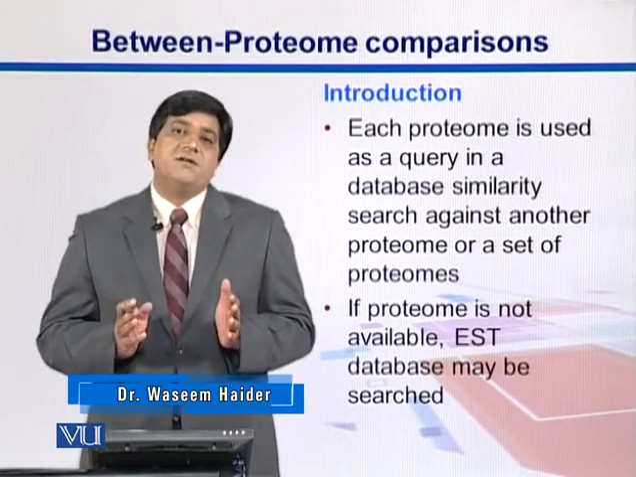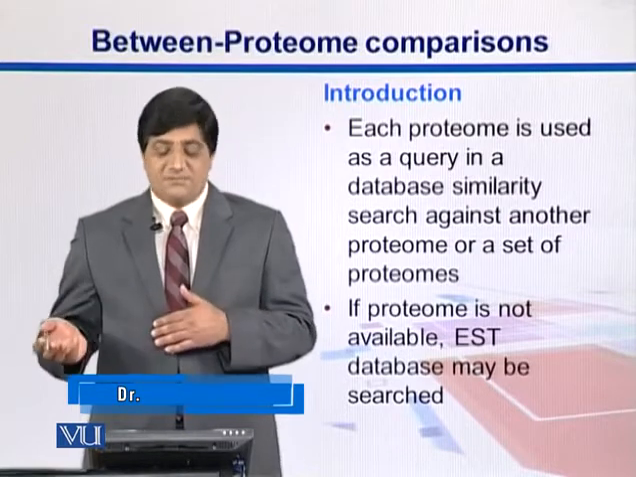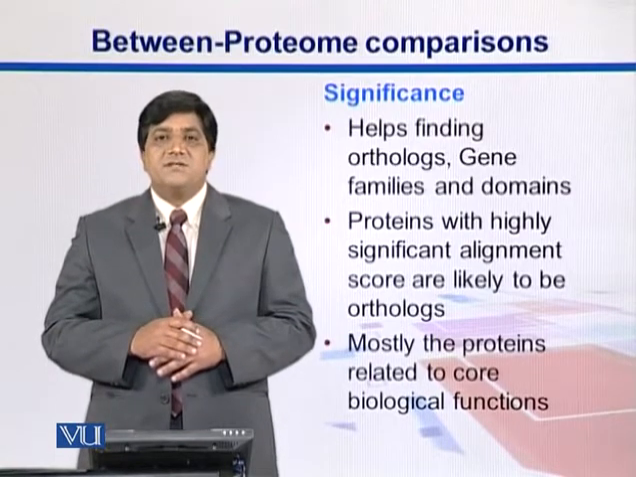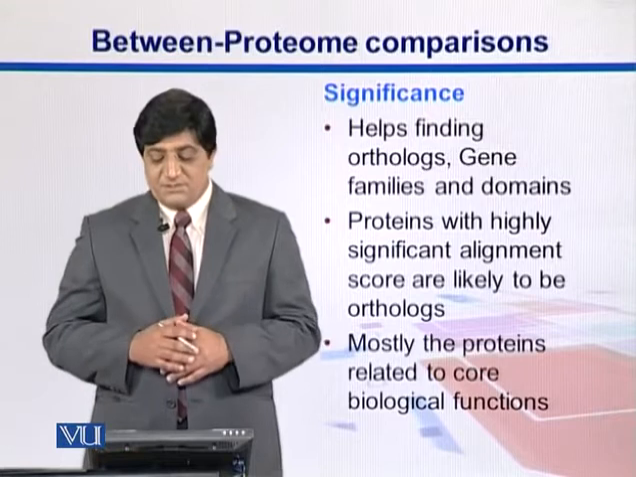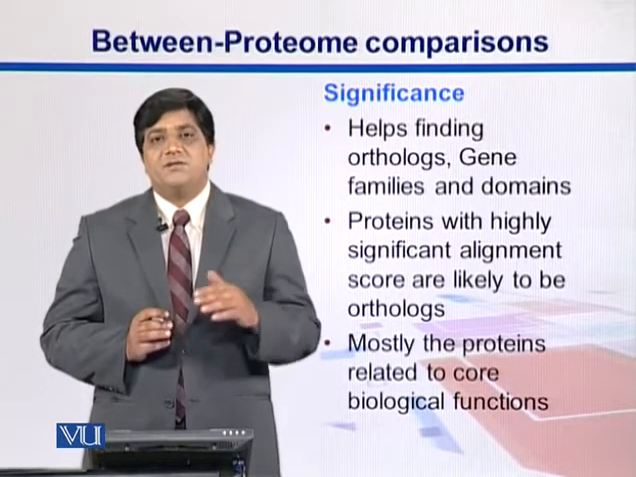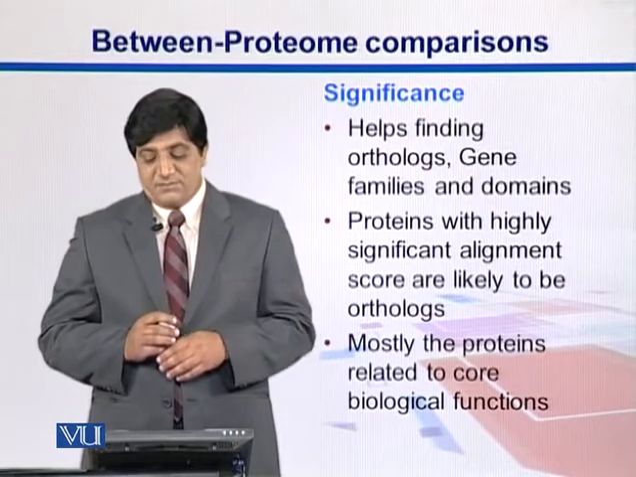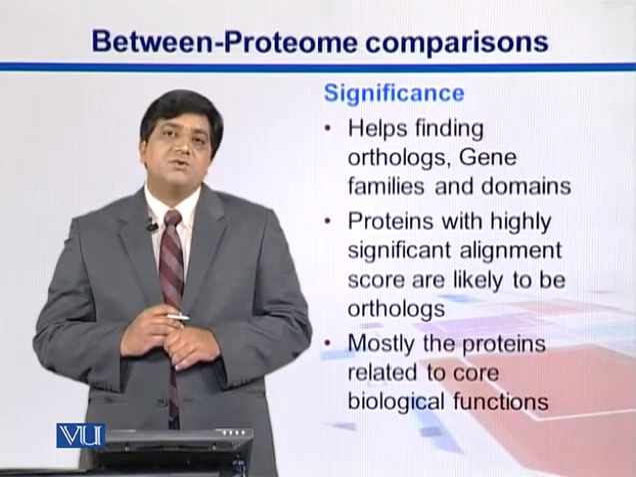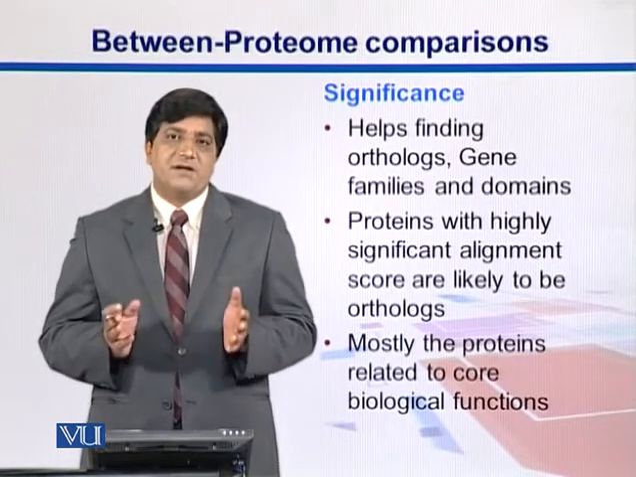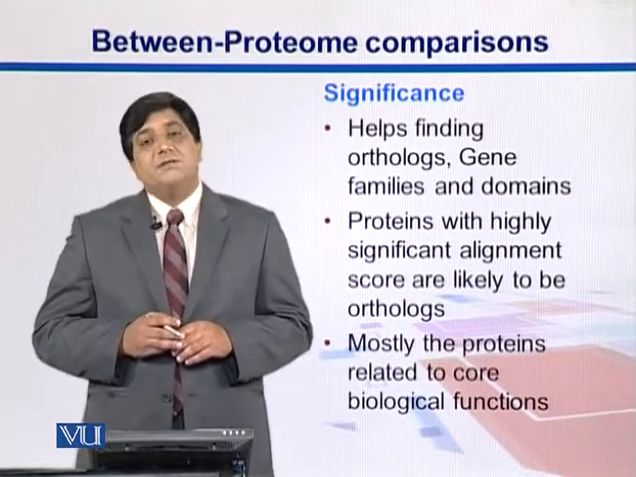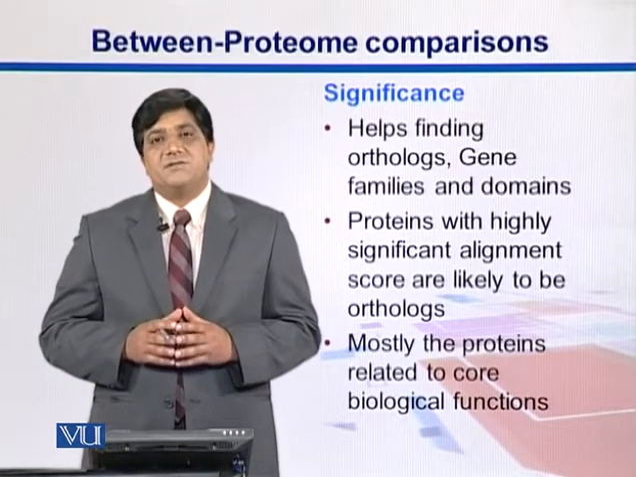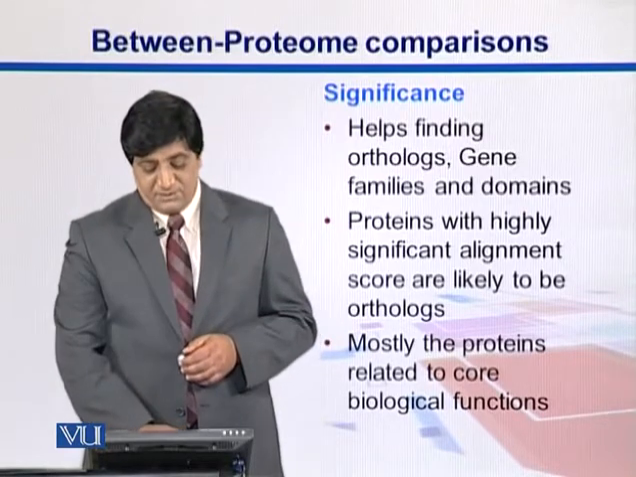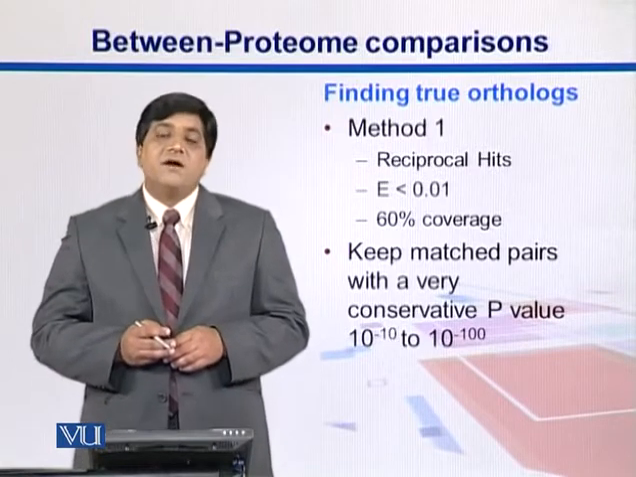If a proteome is not available, we can search against ESTs, which are expressed sequence tags. We can use those databases also. As I said earlier, this helps us find orthologous genes. We can find gene families and domains between different organisms. Proteins with highly significant alignment scores can be suspected as orthologs. Mostly the proteins related to core biological functions, the basic functions of life, are orthologs.